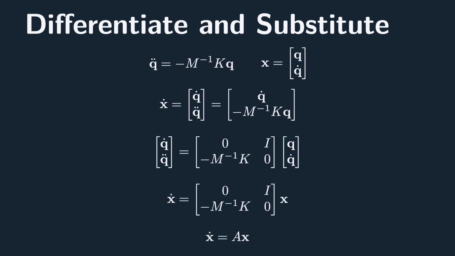The block matrix A is a compact way to write the full 4x4 state space matrix. The top block row gives q dot and the bottom block row gives minus m inverse kq. So the coupled second order system has now been rewritten as a first order state space model x dot equals Ax. There is one state ordering point worth making here.